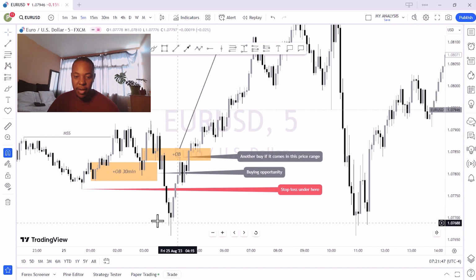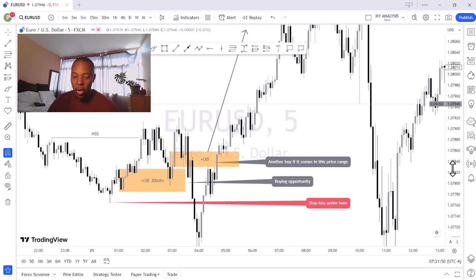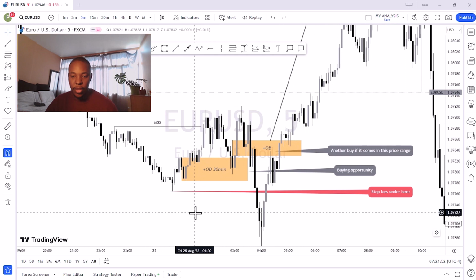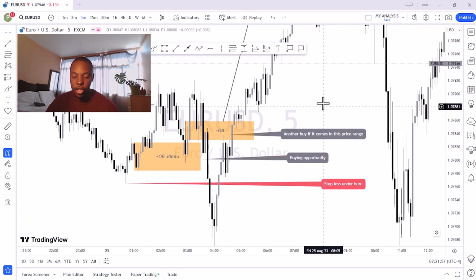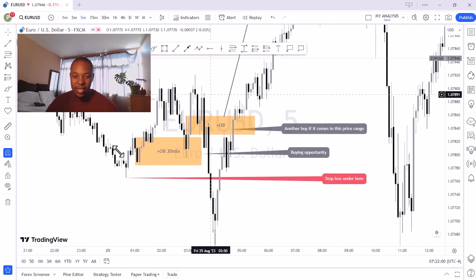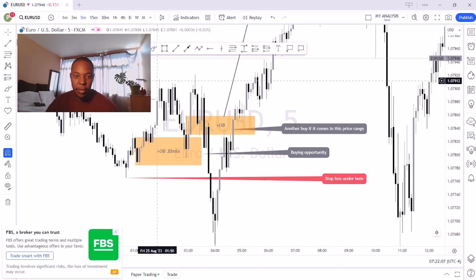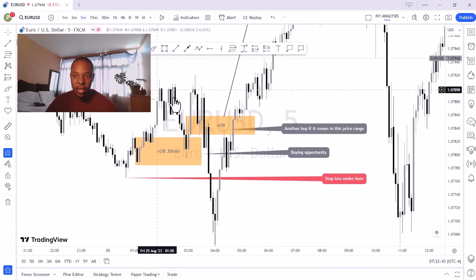Price was around here. I feel like maybe I might have taken the trade early, or the Euro USD was just the weaker one at the moment compared to the GBP USD. As you can see, we had this 30-minute order block here. Price came and respected that order block. We went up, market structure shift. We came back and we had this order block here on the 5 minutes, and then price respected here and went up. That's when I took a buy.